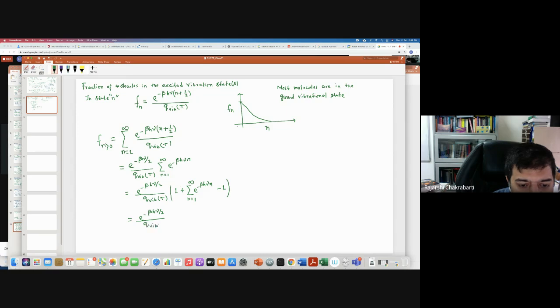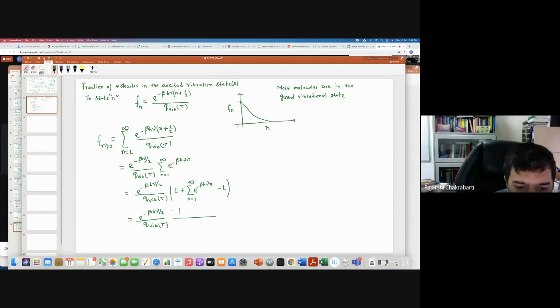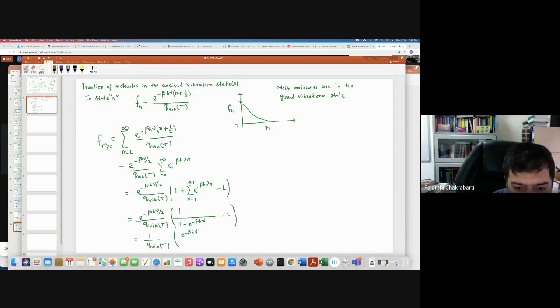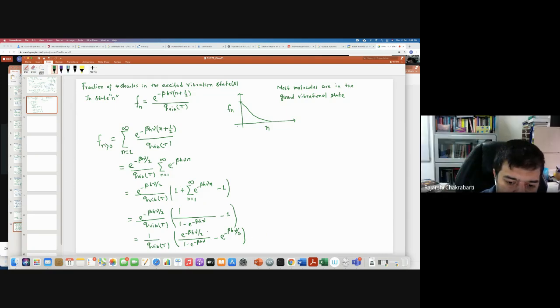Because if I go like this, you know what the answer is going to be, 1 plus x squared like this, isn't it? So you are going to get 1 by, you can just take this, 1 minus beta h nu, minus 1, isn't it? And if I have not done anything wrong, this should be fine. This is Q vibrational, isn't it?